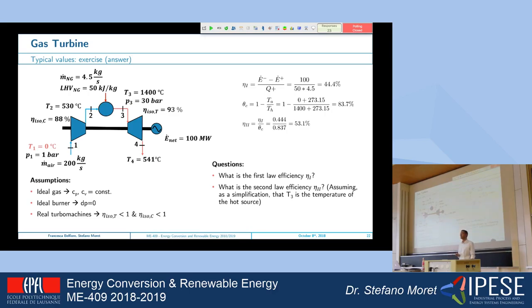Yes? No, here E plus is not zero. As I said before, the turbine and the compressor in a gas turbine are on the same shaft. So what you have is the net power, which is the difference E minus minus E plus. So E plus is not zero. It's just that E minus minus E plus is E net. If you have other questions about the exercise, let me just finish this part, and then you can come later and we can discuss them.